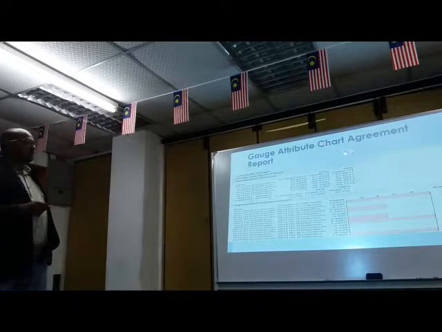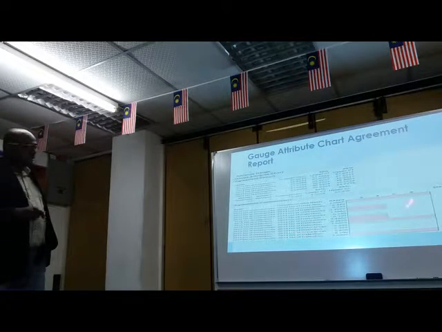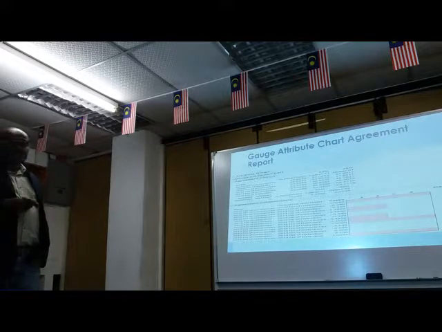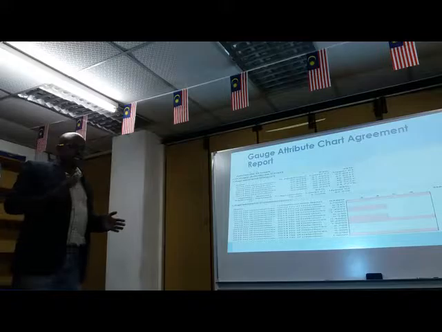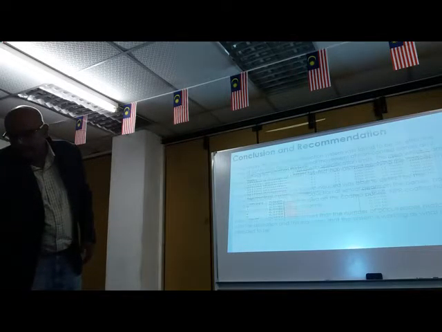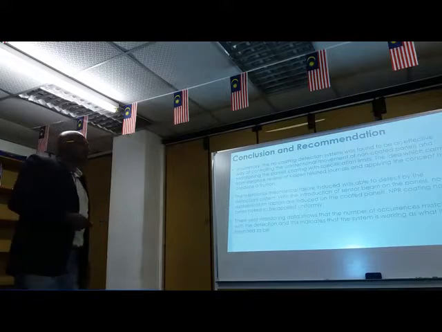So this is the gauge attribute chart agreement. All this data actually shows what I had mentioned in the earlier slide. It shows that occurrence and detections are matched. Same thing. So, conclusion and recommendation.